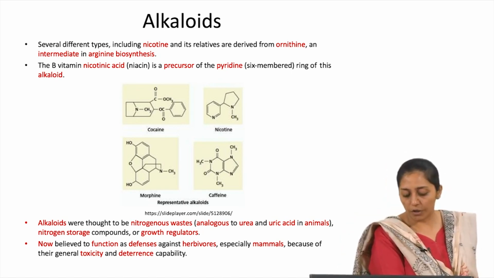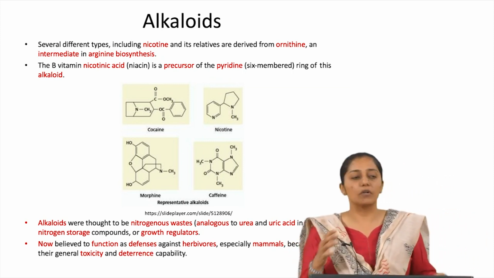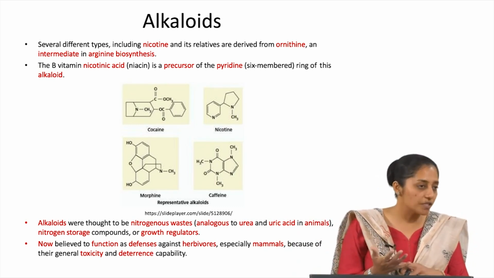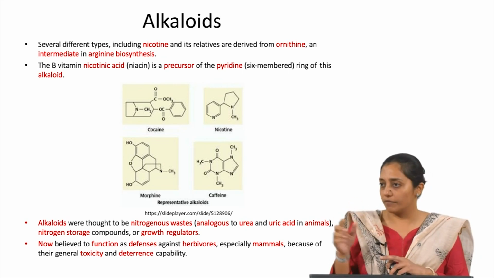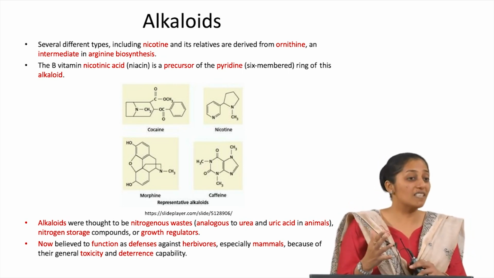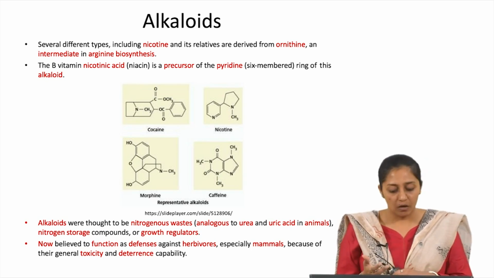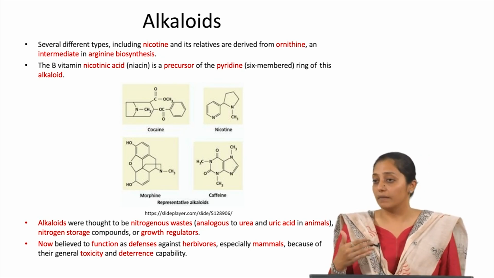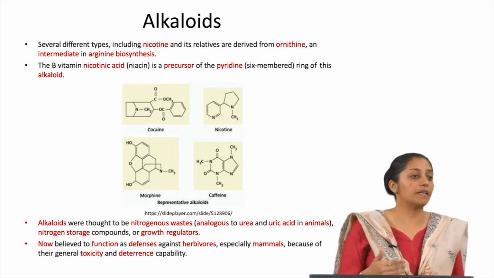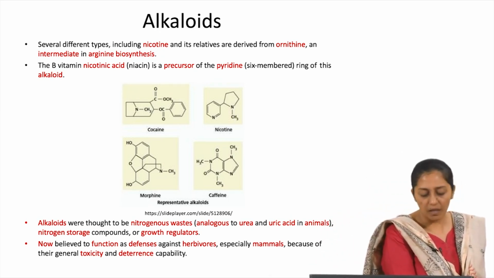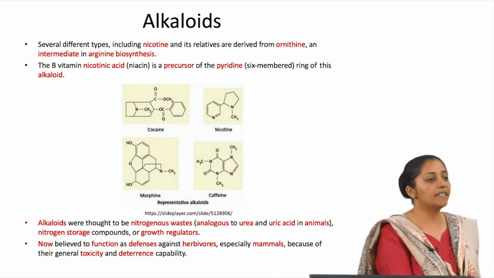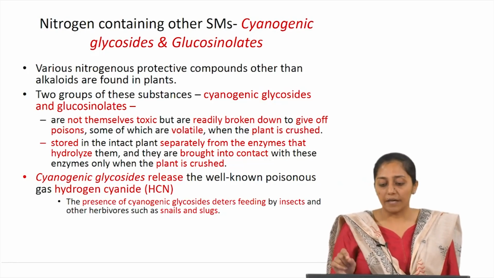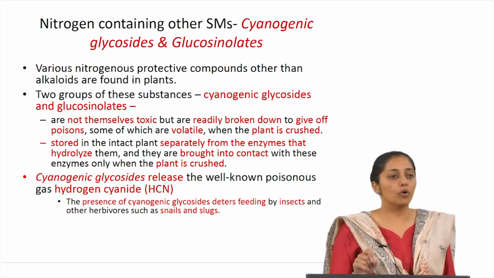Alkaloids were initially thought to be nitrogen sources. Because they were nitrogen containing compounds, people believed that they were acting as nitrogen sources for the plant, having stored nitrogen, or that they were nitrogenous bases like urea or uric acid in mammals, or that they might be acting as growth regulators. Later it was found that they perform higher functions of defense in plants, either by toxicity or by feeding deterrence. Other nitrogen containing secondary metabolites are cyanogenic glycosides and glucosinolates.